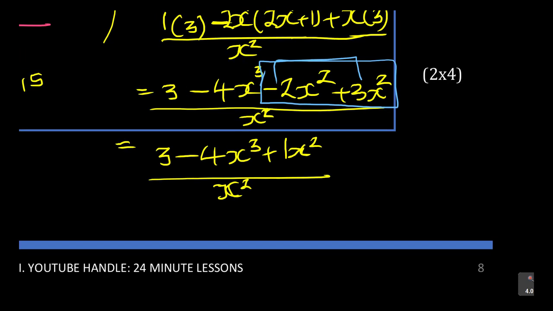Don't try to, you know, students are feeling like, but it's too big. I can't just leave it like that. They just want to start adding these things. 3 minus 4 is minus 1. They just feel like it looks incomplete. This is done, man. Because you can't do anything.